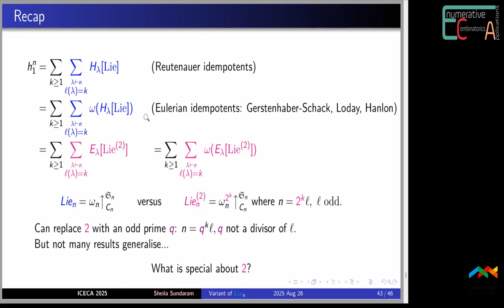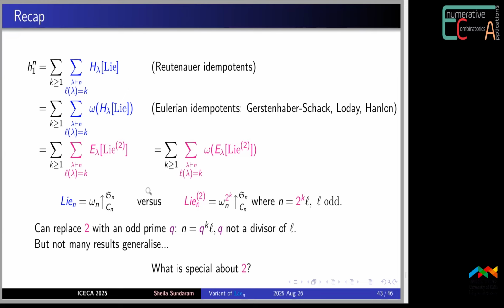These two idempotents are related. These are called the Eulerian idempotents when you conjugate, and they were originally discovered by Gerstenhaber and Schack and Loday, and Phil Hanlon was the one who made the connection between these Eulerian idempotents and the higher Lie modules. And then, of course, there are the two different ways to decompose it coming from Lie superscript 2.